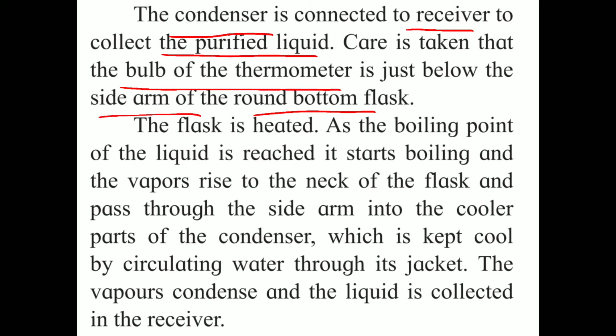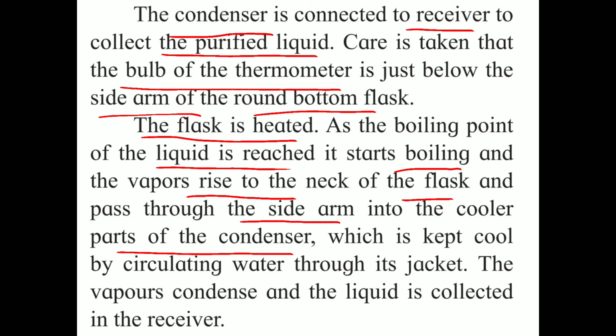Care is taken that the bulb of the thermometer is just below the side arm of the round bottom flask. When the round bottom flask is heated and the boiling point of the liquid is reached, it starts boiling and the vapor rises to the neck of the flask and passes through the side arm into the cooler part of the condenser. Now the vapor has to be cooled, which is kept cool by circulating water through its jacket, that is the water jacket.